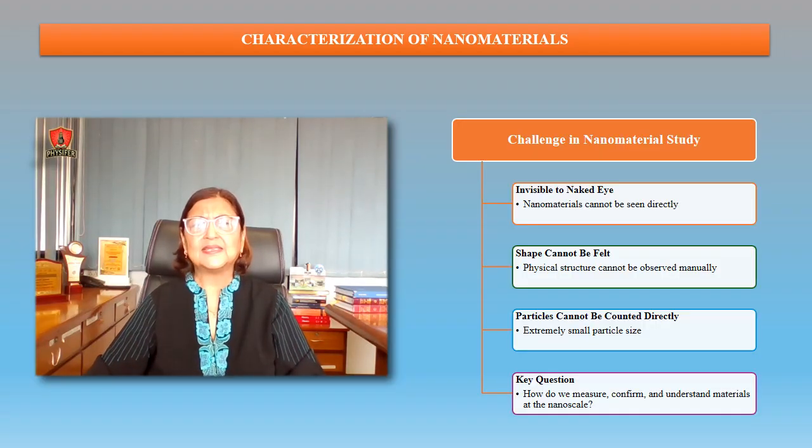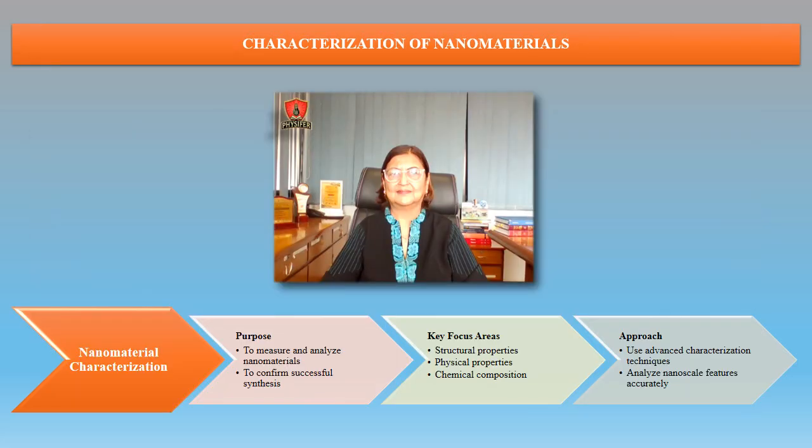When you synthesize a nanomaterial in the lab, you can't see it with your naked eyes. You can't feel its shape. You can't directly count its particles. So the question becomes, how do we measure, confirm, and understand something that exists at a scale 1,000 times smaller than a human hair? That's exactly what characterization is about.